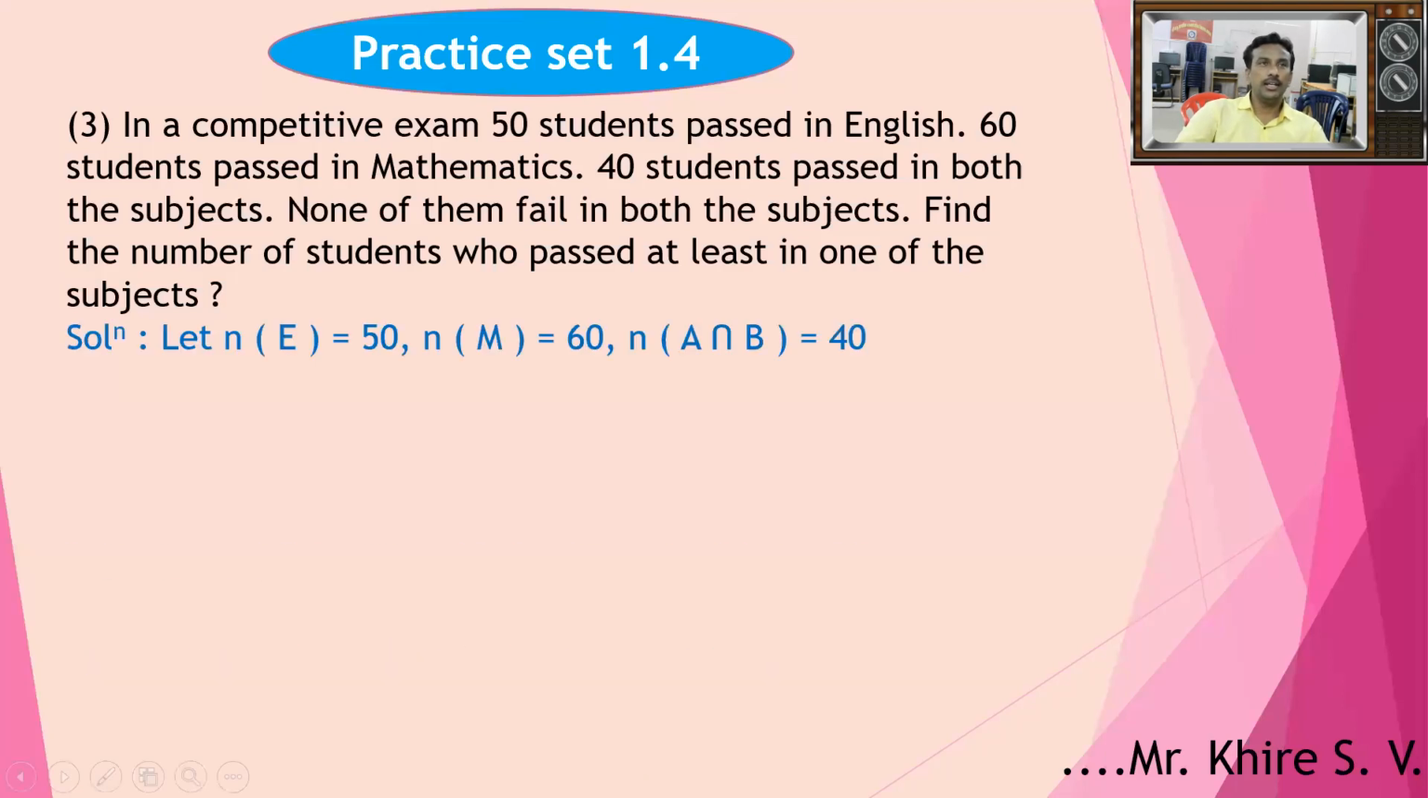Solution for this is, let number of E be 50. 50 students pass in English, therefore number of E is equal to 50. 60 students pass in maths, therefore number of M is equal to 60. You can take any alphabet in place of E, M, A to Z capital letters only. So number of E intersection M, 40 students pass in both the subjects, means E intersection M is 40.